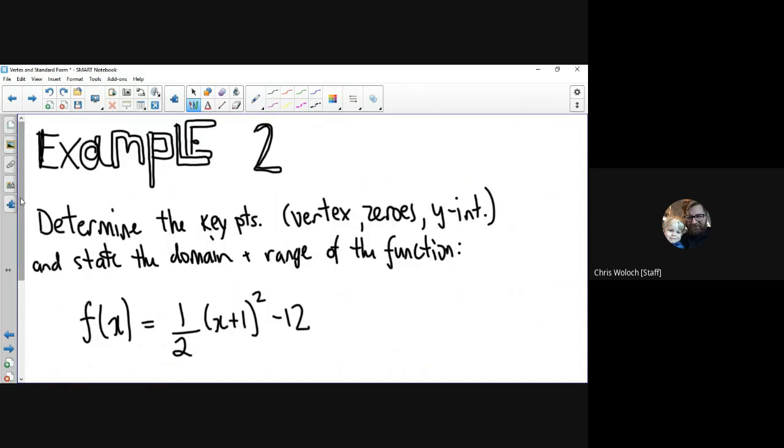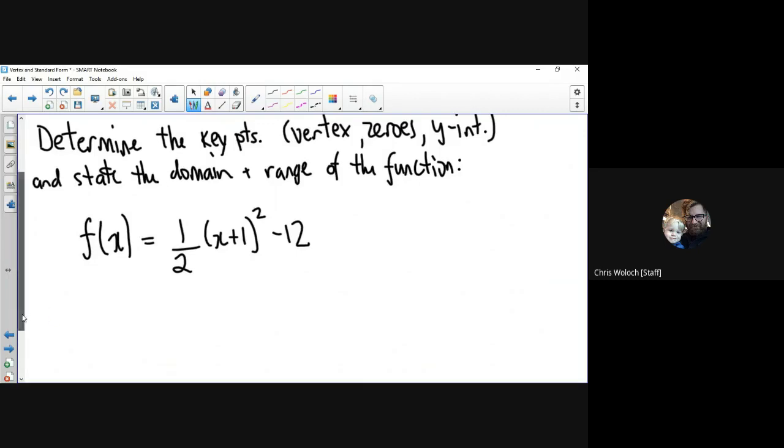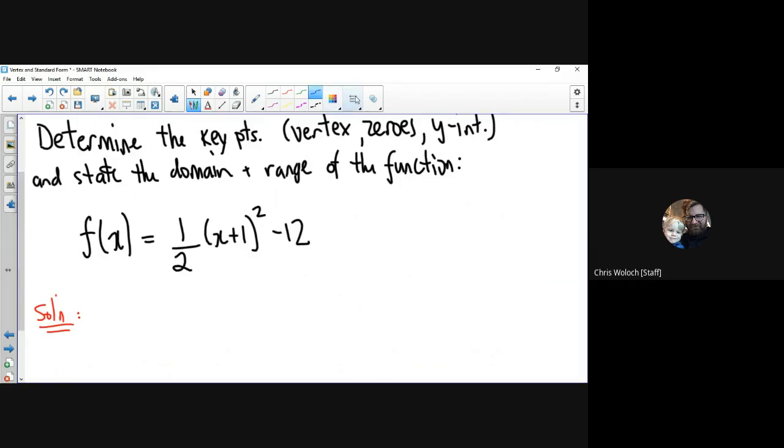So again, determine the key points: vertex, zeros, y-intercept, and state the domain and range of the function. Here we have a function that is in vertex form, and we just want to figure out the key points. So let's go through them and determine all of those, and then we'll see what happens. So I want to find the vertex, the zeros, and the y-intercept. Those are the key points, and then we'll look at domain and range.